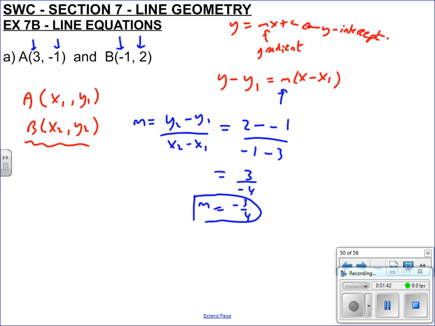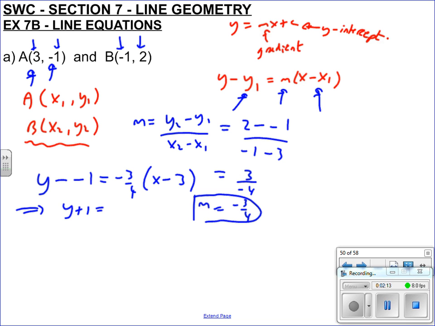And now you're literally just filling in the gaps to the formula here. So x1 and y1, this is your y1 and this is your x1. So you're literally going y take y1, which was minus 1, equals gradient times x take x1. The reason why this formula is nice is because you don't now have to find this c value. You've got all the values here. There's no algebra to be done, okay? So simplify that up. y equals plus 1 minus 3 by 4, x take 3.